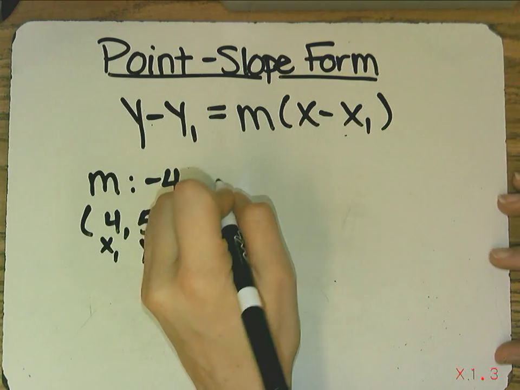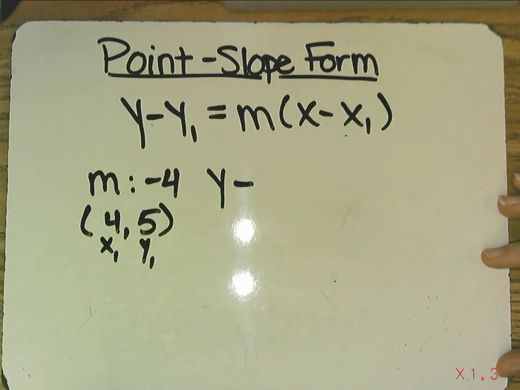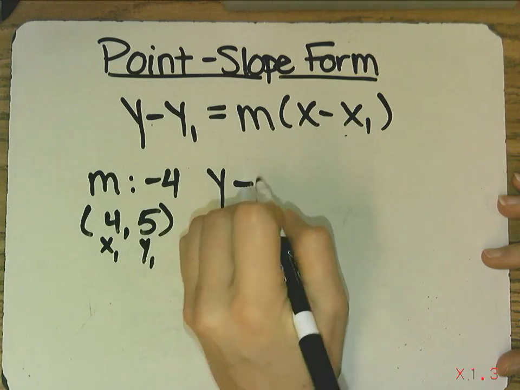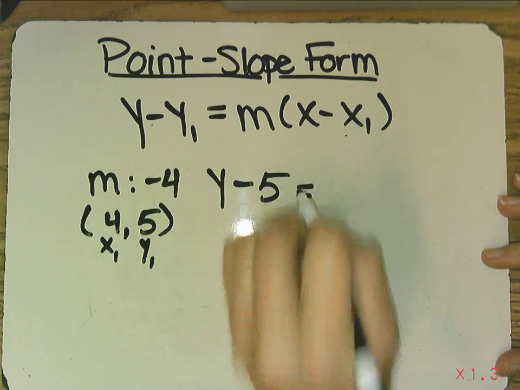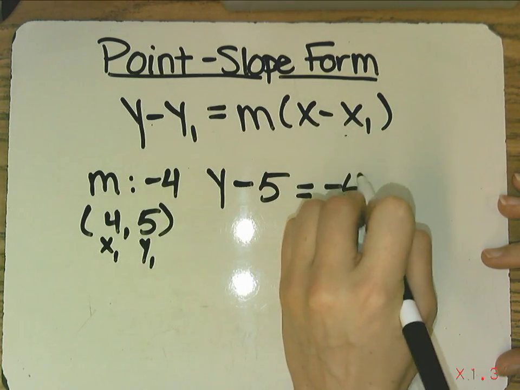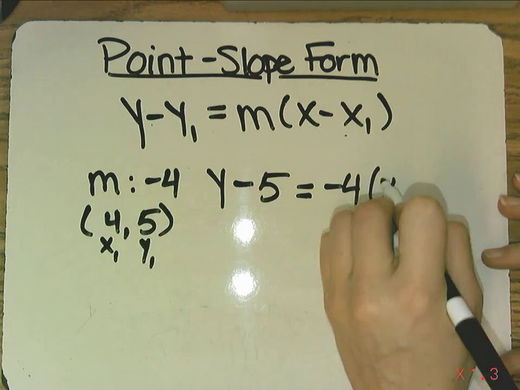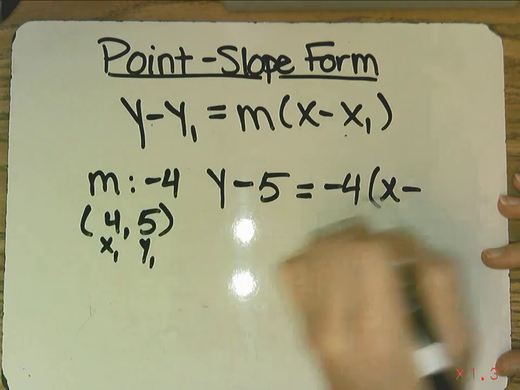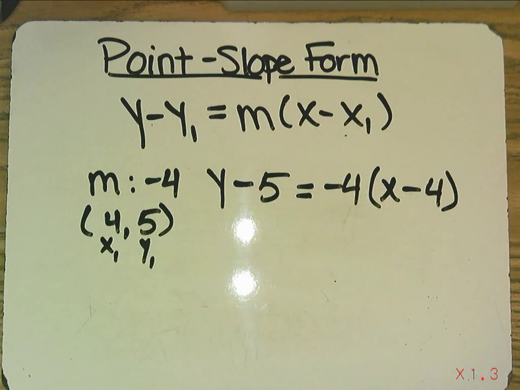So I'm going to have y minus, my y1 value is 5, so I'll have y minus 5 equals, my m is -4, and then I'll have x minus my x1 value, which is 4. So if I wanted to write the equation of a line that has a slope of -4 and goes through the point (4, 5), this would be that equation in point-slope form. That was pretty simple. All I had to do was substitute in the pieces that I knew.